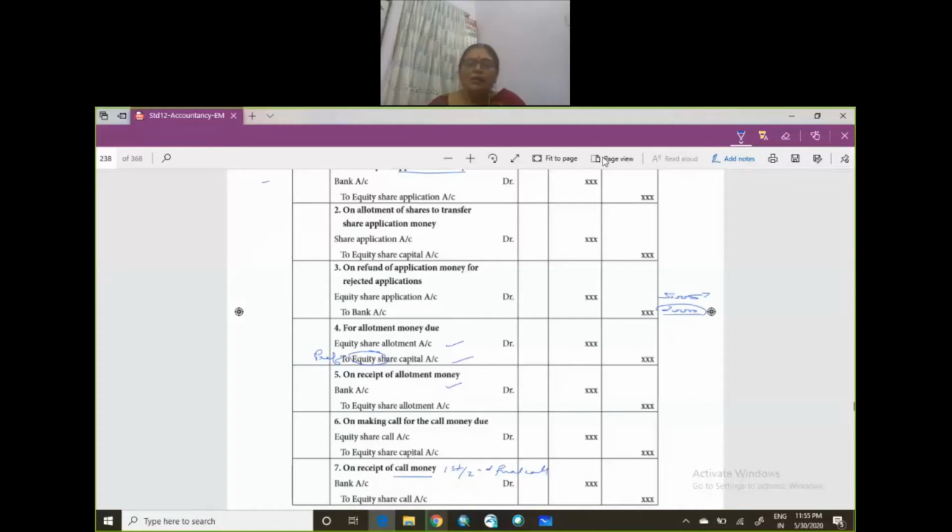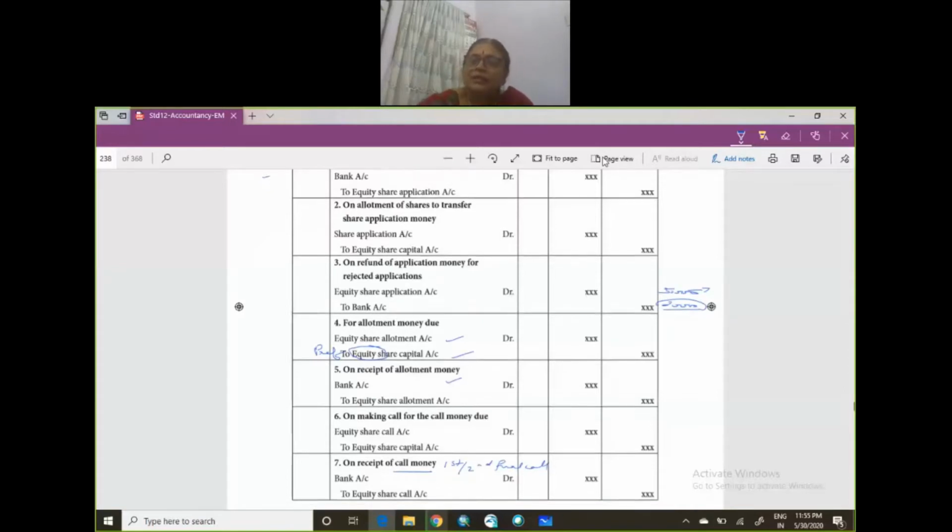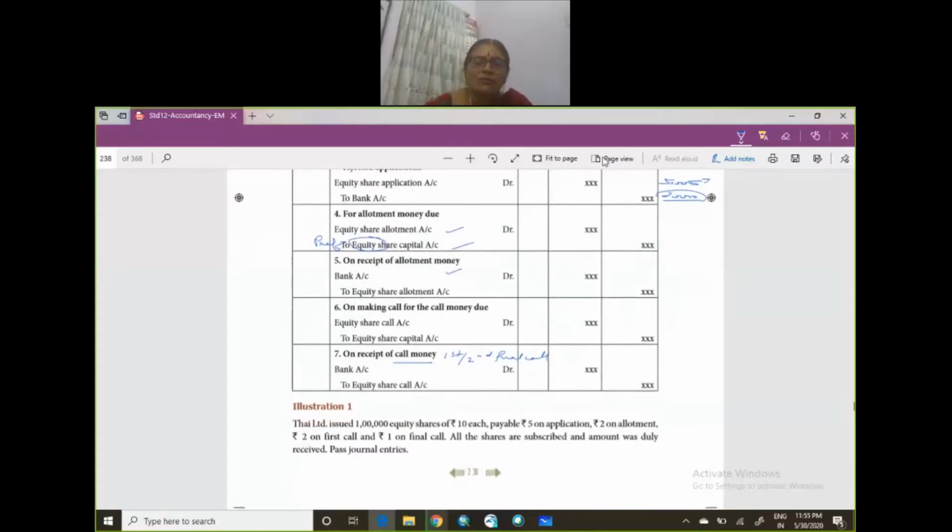Right. Now let us get into illustration 1. We'll solve this problem, and then you'll get a clear idea as to how to pass the journal entries. You are already familiar with journal entries, ledger, trial balance, and balance sheet. You already learned everything in your 11th standard. Now let us get into this first problem.